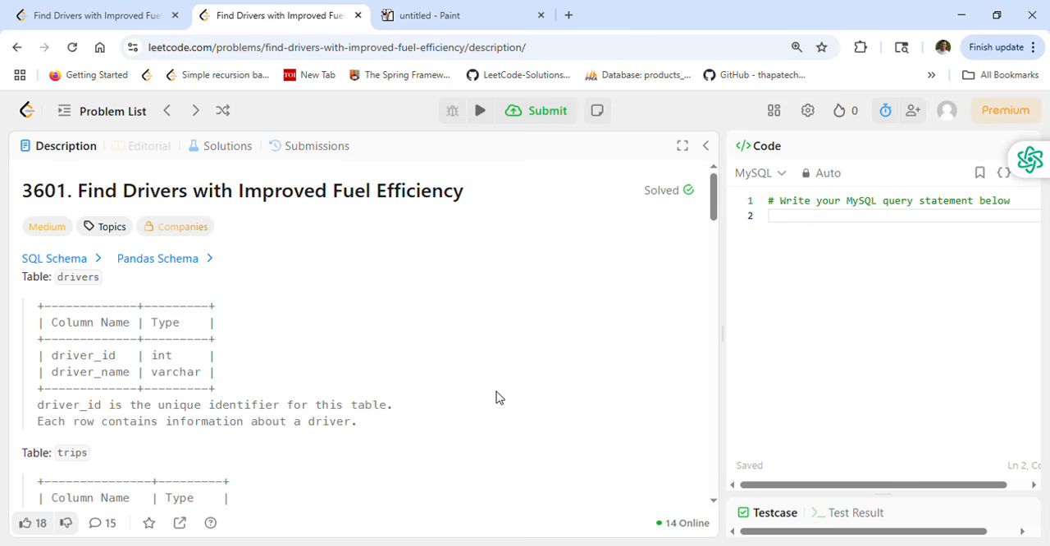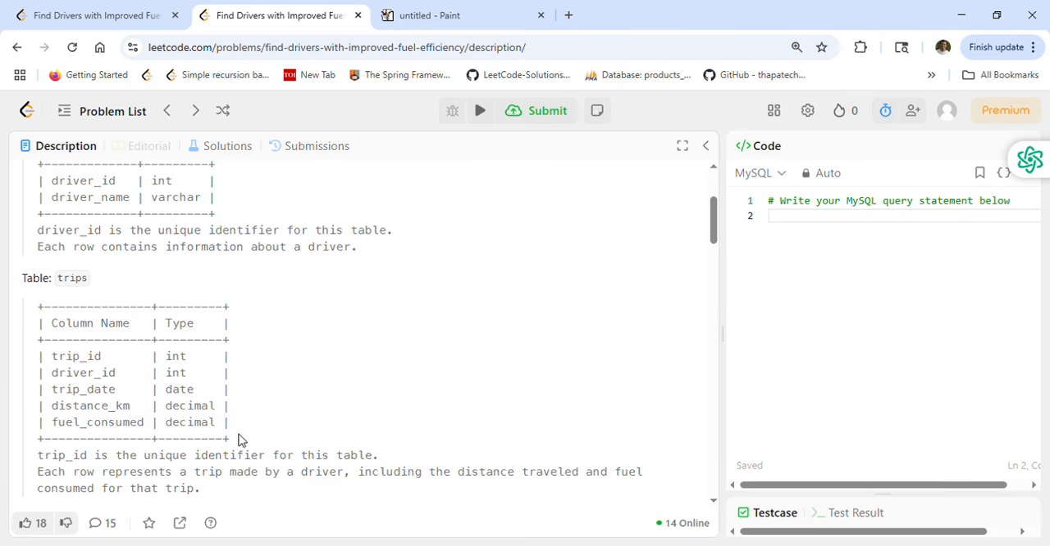So let's start. The drivers table is given to us. It has two columns: driver ID is int, driver name is varchar. Driver ID is the unique identifier for the table, and it has driver information. Then the trips table has 5 columns: trip ID is int, driver ID is int, trip date is date, distance km is decimal, and fuel consumed is decimal. Trip ID is the unique identifier for this table. Each row represents a trip made by a driver, including the distance traveled and fuel consumed for that trip.